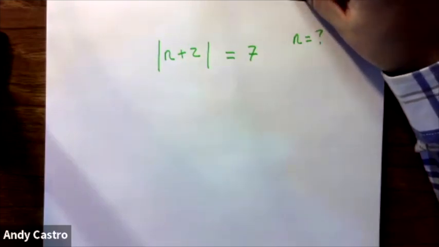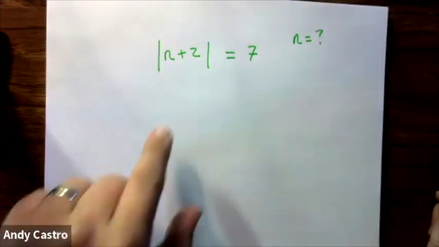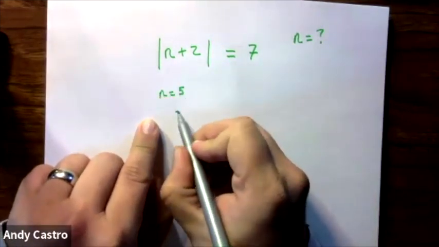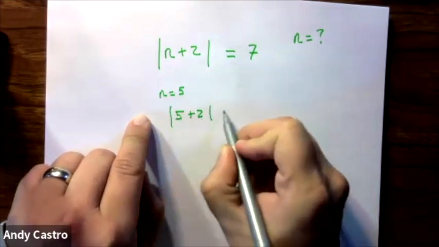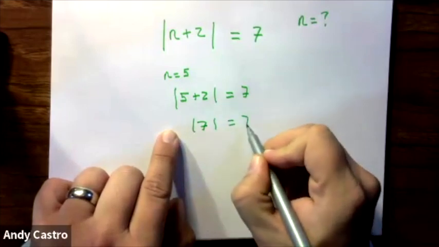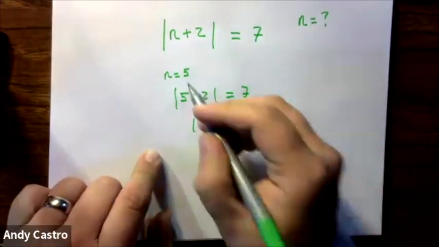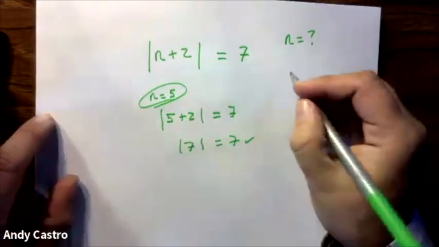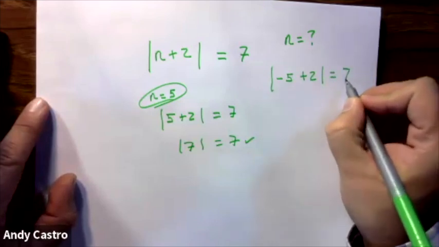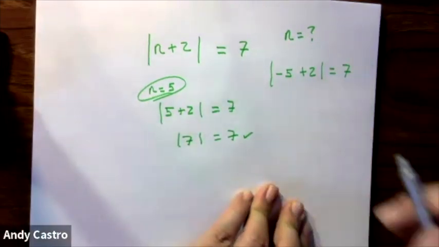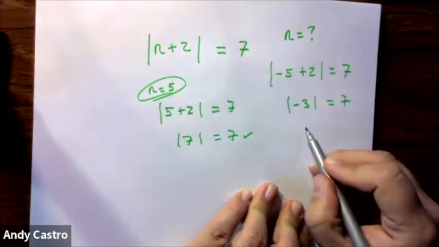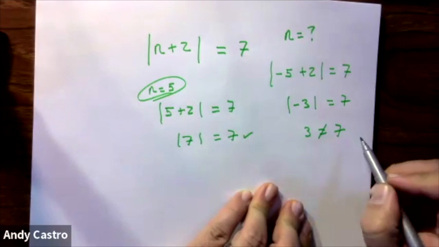Someone said 5 and -9. All right, so let's look at this. If n is 5, let's try that first. We have 5 plus 2, absolute value. 5 plus 2 is 7. Absolute value of 7 equals 7, so that checks out. So one of them has to be 5. Someone said -5, so let's put in -5. -5 plus 2 is -3. The absolute value of -3 is 3. But 3 does not equal 7, so that doesn't work.